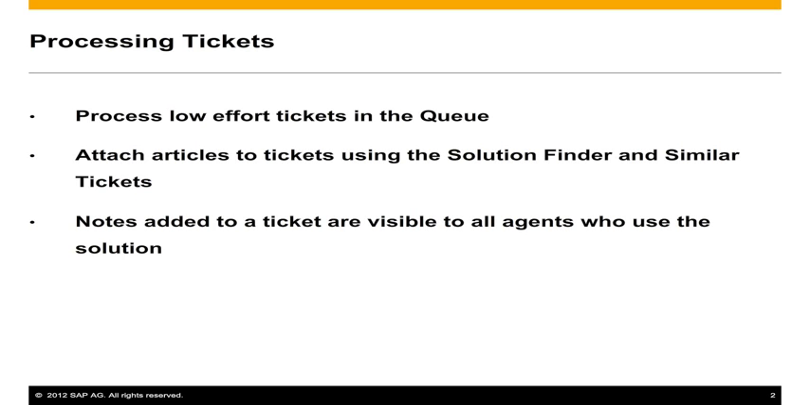Let's review the key points of processing tickets. The queue lets you quickly change ownership of low-effort tickets. The Solution Finder and similar ticket features help you find articles to send to customers. You can make notes to record important details that can be read by all of your colleagues.